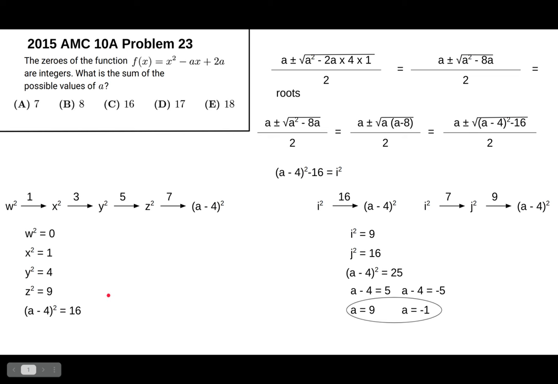And again, we can do a minus 4, basically plus or minus 4. A minus 4 is equal to plus or minus 4. So a minus 4 could be 4 or could be negative 4. When we solve, we get a is equal to 8 and a is equal to 0. Now, you might think there's more possible values of a, but this is it actually. So 4 is divisible by 16. The next number actually divisible by 16 is 8.